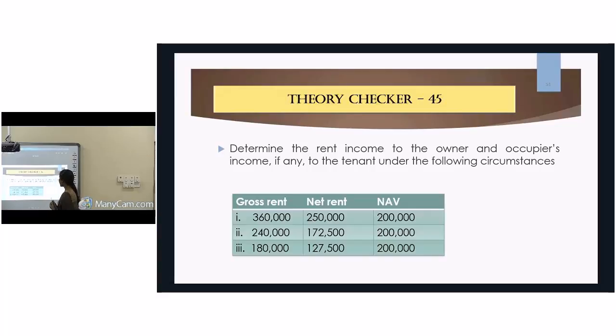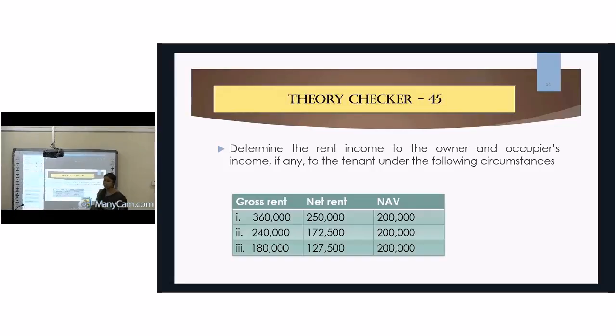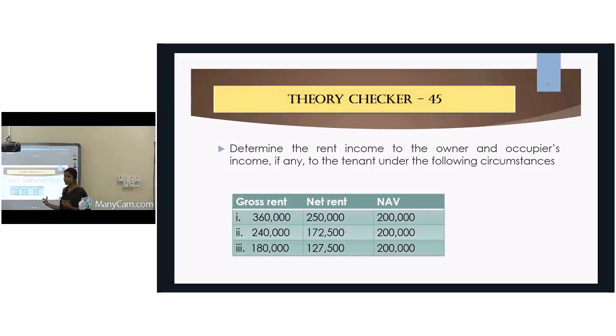Then first we have to look at what? Whether the net rent is greater than the NAV. If the net rent is greater than the NAV, you need not bother about anything else, you just take the net rent as the owner's income. In that case, you are not going to consider whether there is occupier's income or not. If the net rent is less than NAV, then you have to look at whether there is occupier's income. If so, you have to adjust that. Okay, case by case, can you calculate what would be the owner's income and the occupier's income?